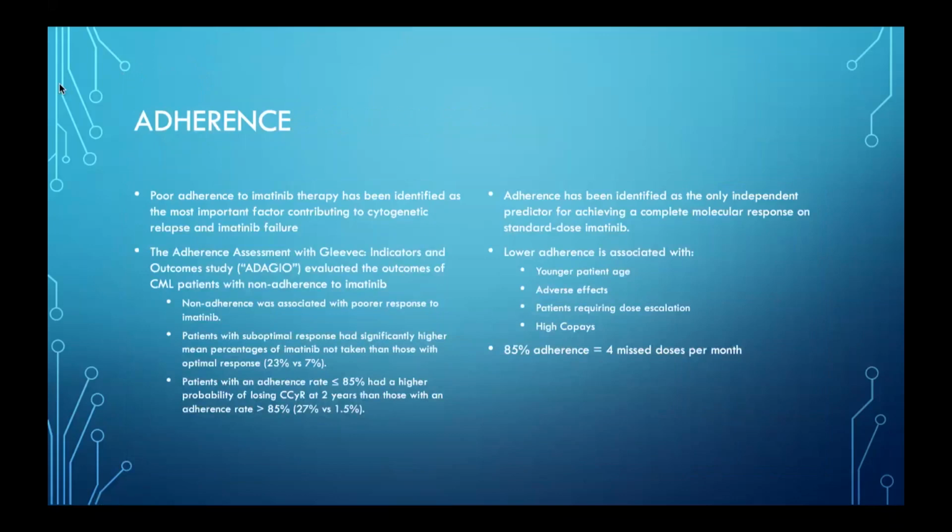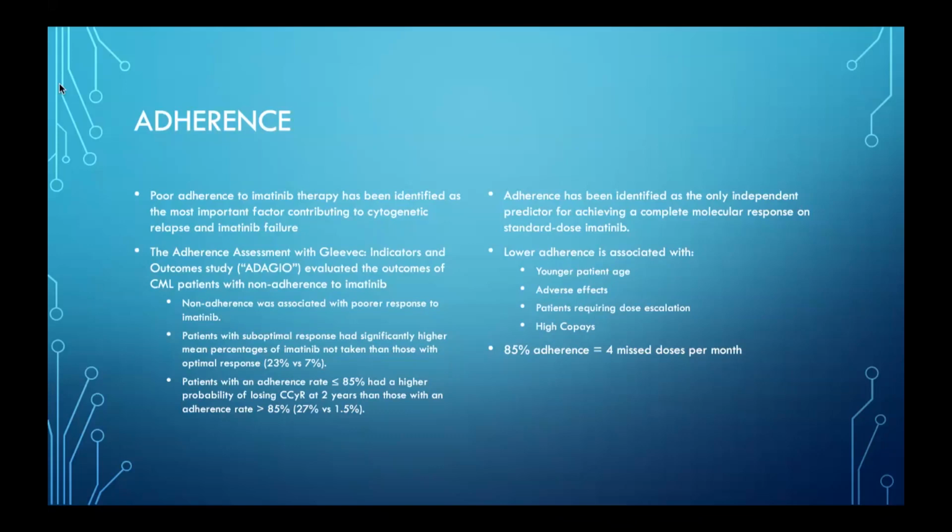The one cool thing with the BCR-ABL TKIs is it's one of the few oral chemo agents that has really good data for how important adherence is to the success of therapy. We always assume, and I think know intuitively, that it's a key part of any oral chemo regimen, but here we actually have the studies to back it up. And so adherence has been identified as the most important factor for cytogenetic relapse and imatinib failure. And the one study that looked at the adherence outcomes found that non-adherence is associated with a poor response. Those with a suboptimal response were significantly more likely to be non-adherent.